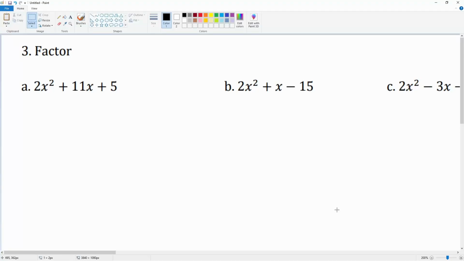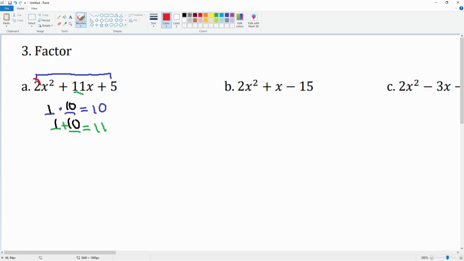Number 3 looks for us to just factor. Here it's already a trinomial, so we can set this up the traditional way. We're going to find two numbers that multiply to 2 times 5, which is 10, that add up to this middle number of 11. Those two numbers are going to be 1 and 10.